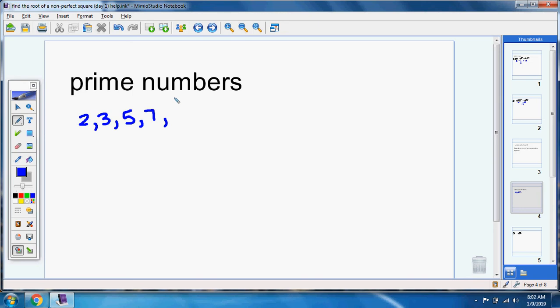So we said 9, no. 10, no. I heard 11, yes. We already said no to even, so I don't even have to think about 12, so 13 is good. What about 15, though? No, because 15 is going to be 3 times 5. 17. 19. What about 21? No, because 21 is 3 times 7. 23? Yeah.